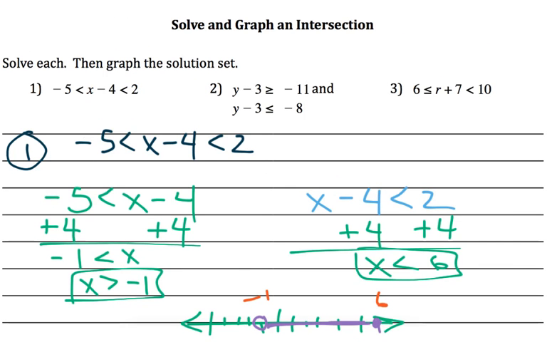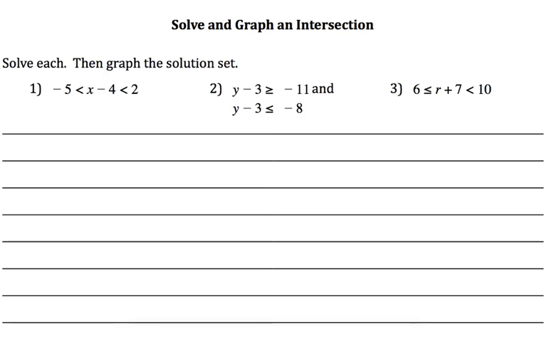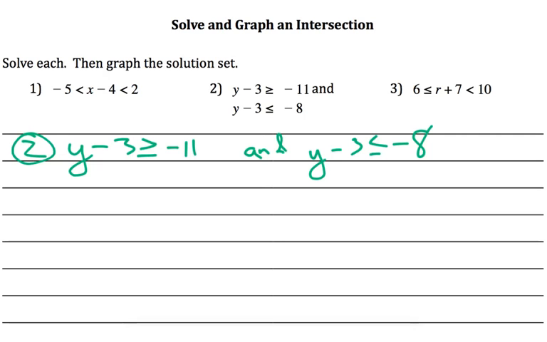Let's look at one that might be a little bit more peculiar. So here's problem 2. y minus 3 is greater than or equal to negative 11, and y minus 3 is less than or equal to negative 8. Well, if you wrote these in your notes this way, then I don't see a need to rewrite them.